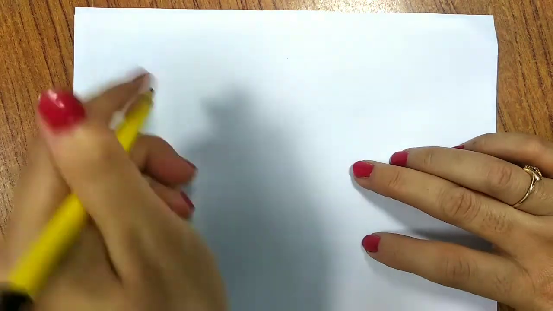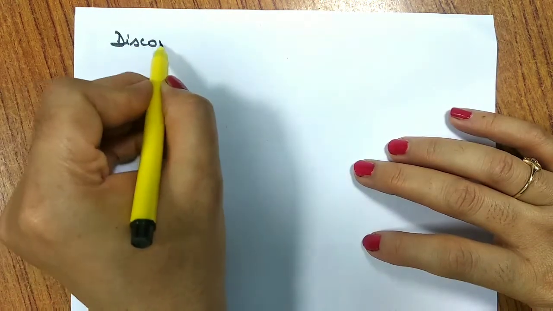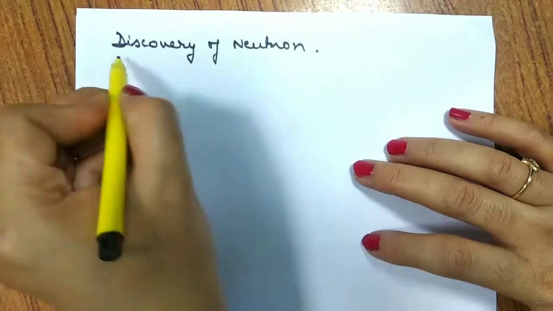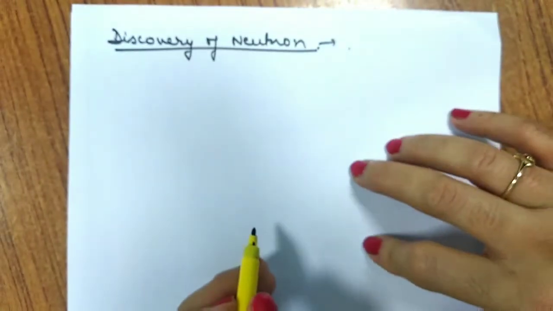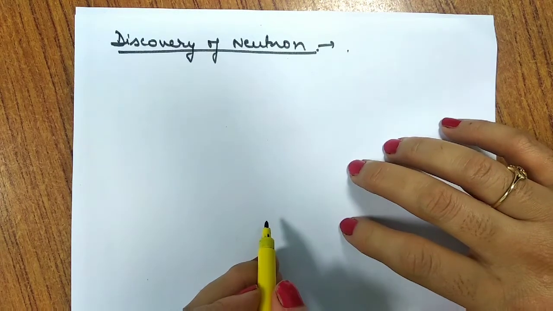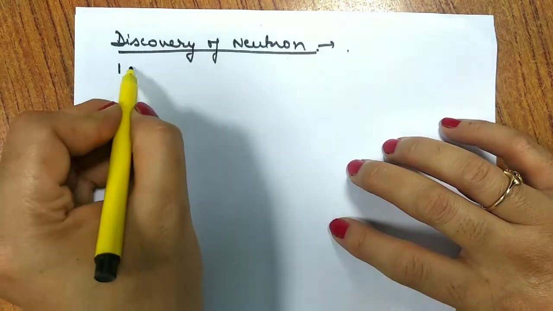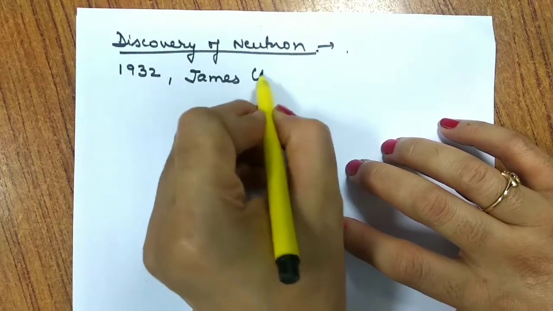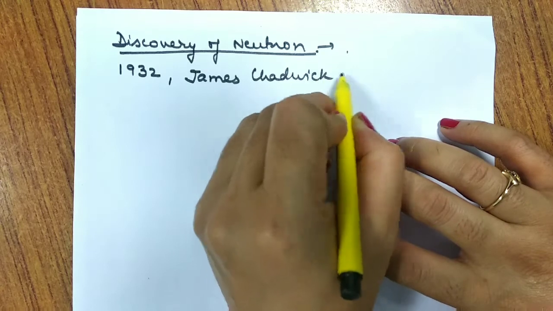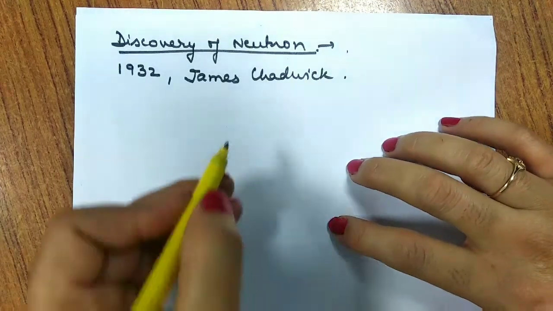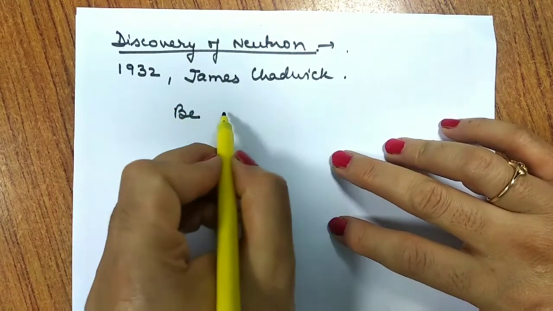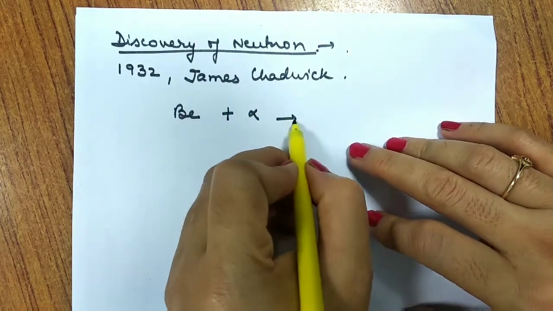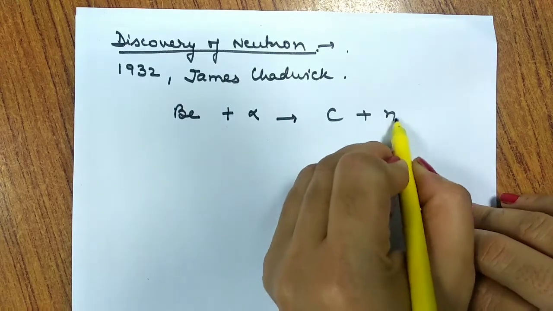Let us talk about the discovery of neutrons. These are neutral particles. We observe that the neutron was discovered in 1932 by James Chadwick. He bombarded a thin foil of beryllium with fast-moving alpha particles, and we get a carbon atom along with neutrons.